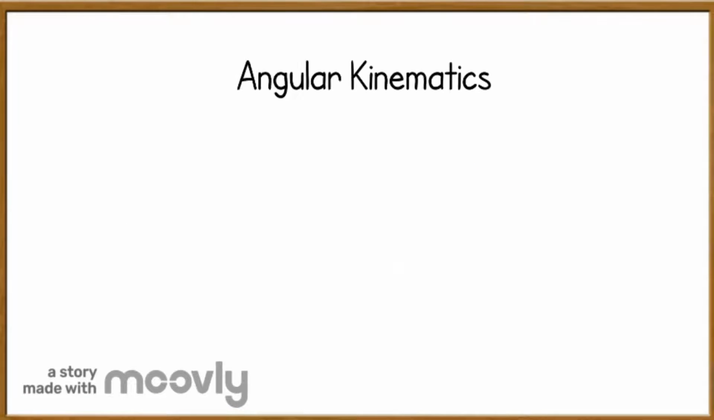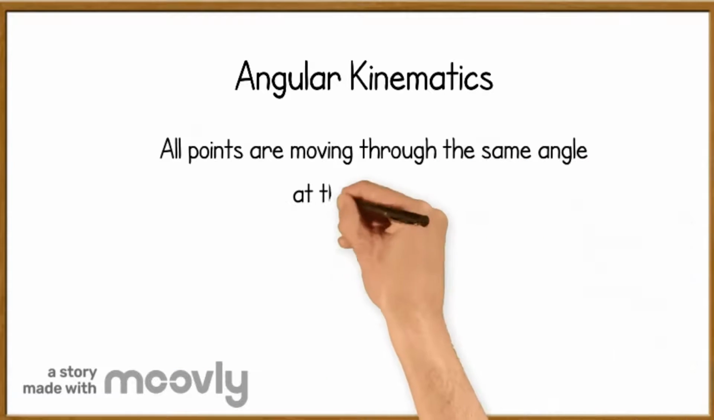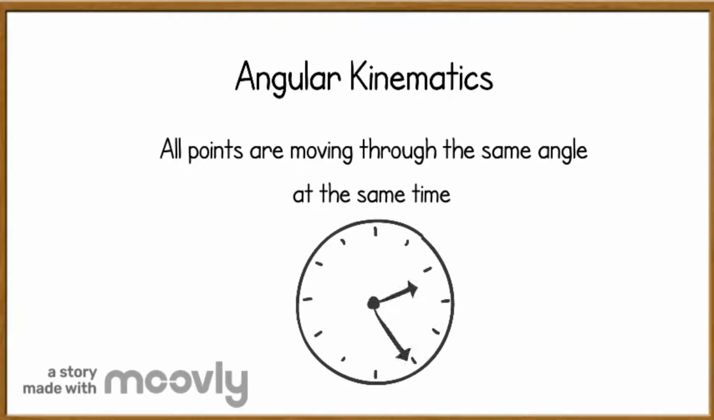Now we can move on to angular kinematics. While this is very similar to linear kinematics, it is important to understand the difference. Rather than considering the linear components of an object's movement, angular kinematics considers the movement of points moving through the same angle at the same time. Essentially, this concept considers an object's movement around a center of rotation.